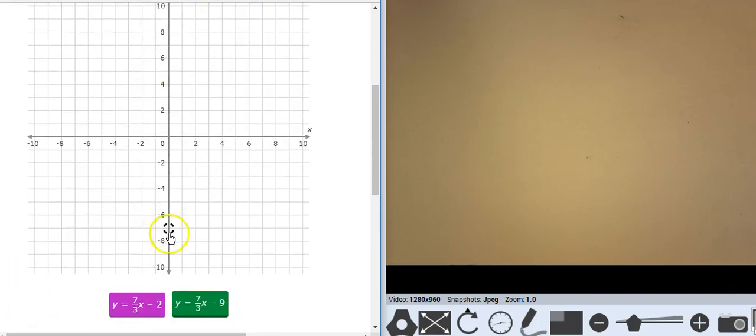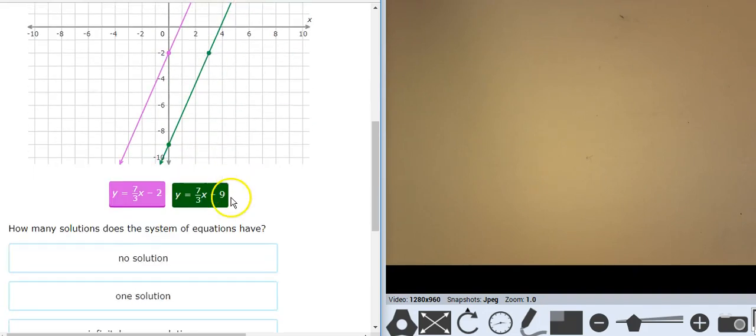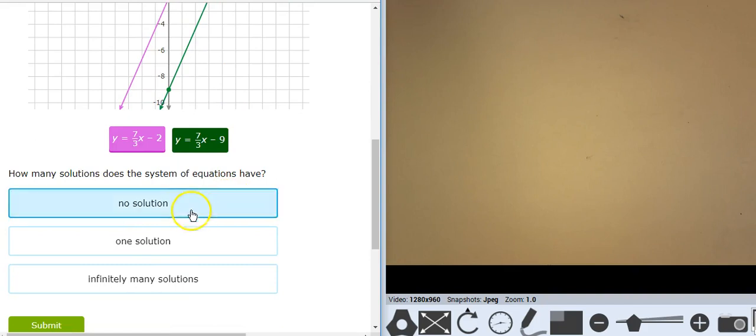All right, so I'm going to start at negative 2. I'm going to go up 7 over 3. Now I'm going to go to negative 9. And I'm going to go up 7 over 3, and it looks like those guys are parallel. They never cross, so there is no solution.